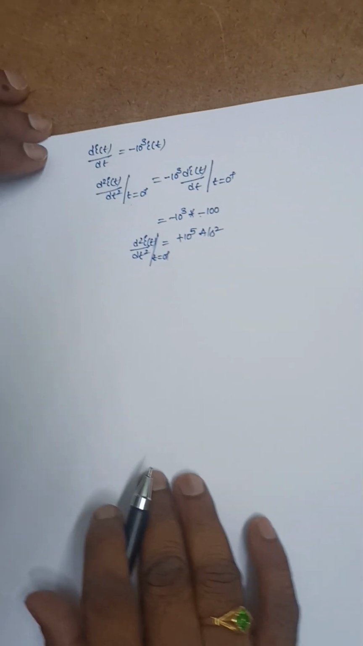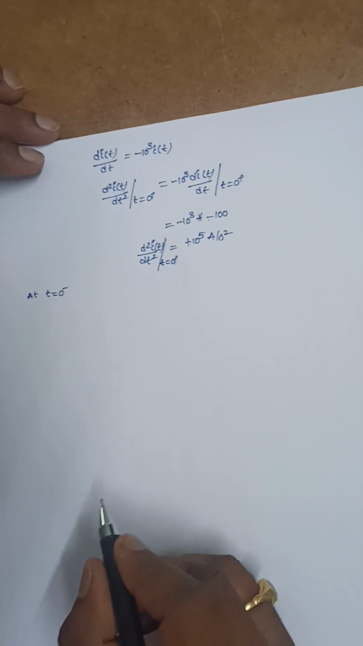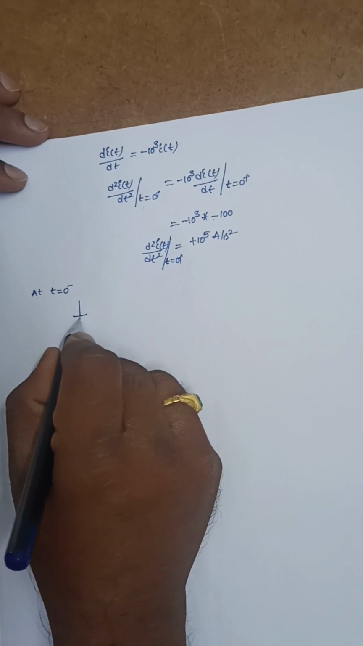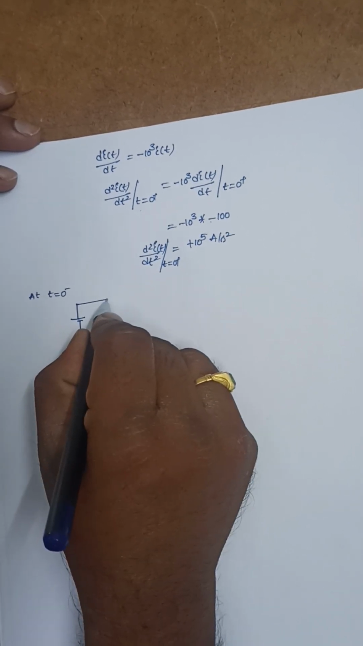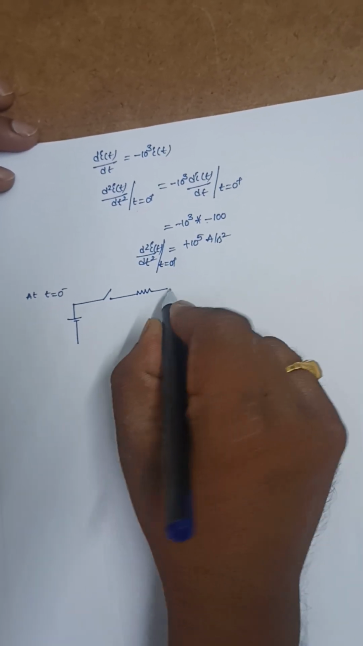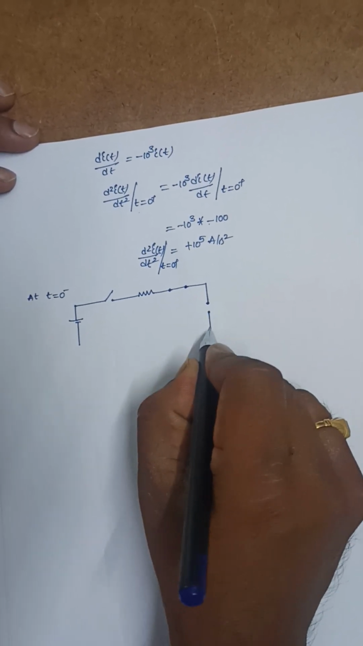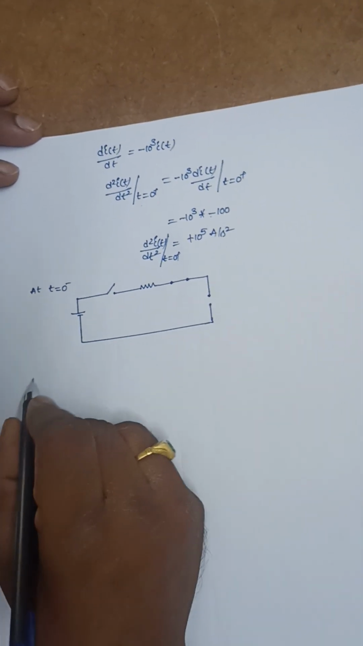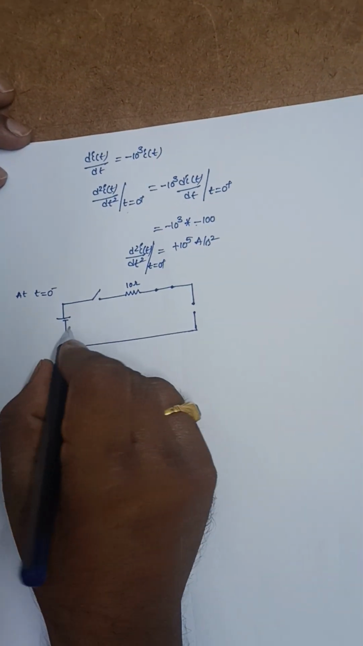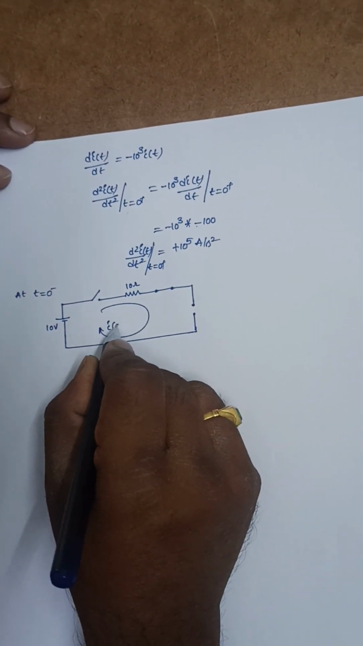So at t is equal to 0 minus, draw the circuit. The switch is in the open position, so it is resistance. The inductance will act as a short circuit, and the capacitor will act as an open circuit under steady state condition, because it is at t is equal to 0 minus. It is 10 ohms, it is 10 volts, and the current flowing through this is I of 0 minus.